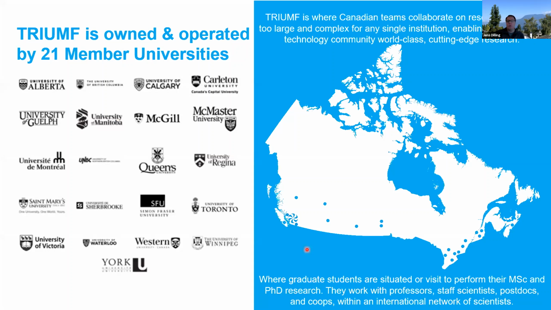TRIUMF is owned and operated by 21 Canadian universities, so it's a consortium to enable world-class research in a variety of fields. It's where teams come together for things that are typically too big or too complicated to be done at a university. And a lot of students and postdocs receive their training, making use of the unique facilities that we have at TRIUMF. It's a very powerful facility, and I'm excited to tell you what we've been doing there.